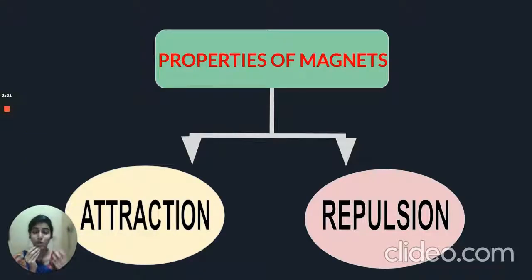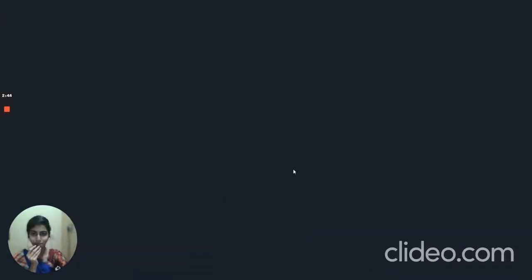When you talk about properties of magnets, there are two important properties that you should remember. This is very important, and next time when you think about magnets, you should think about these two properties. You have attraction and repulsion. So what are the two different properties of magnets? Attraction and repulsion. Both of these we'll be looking at in detail now.